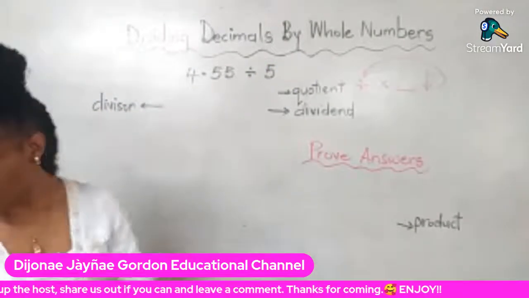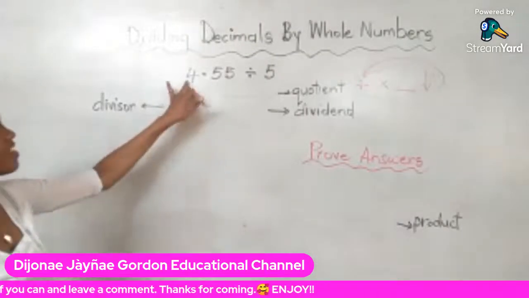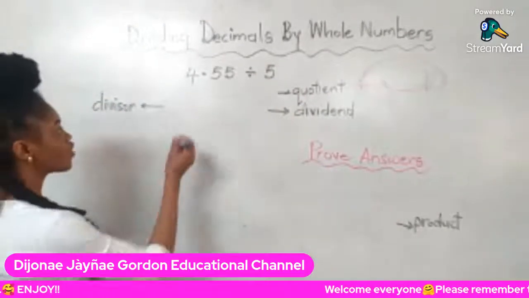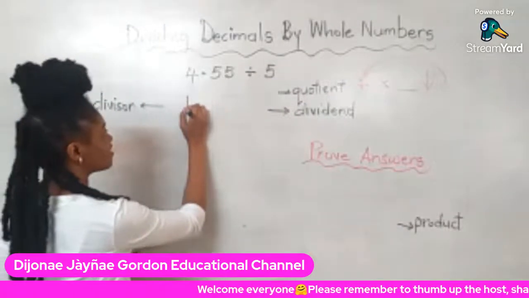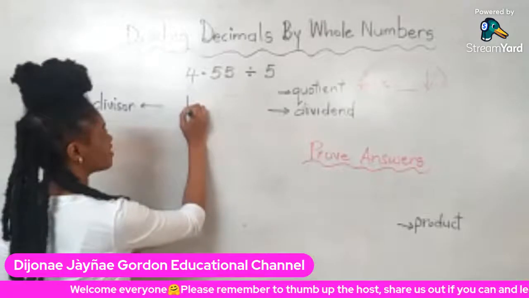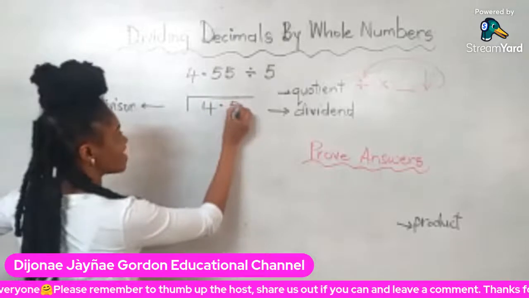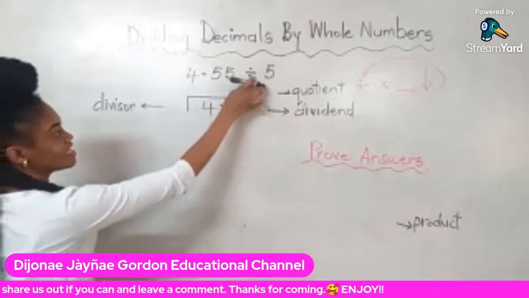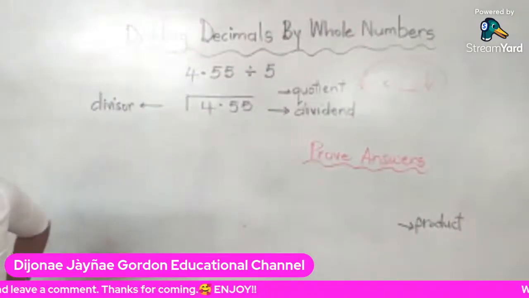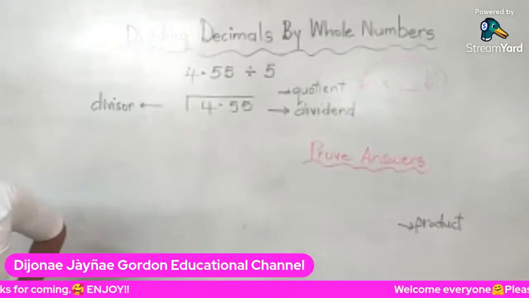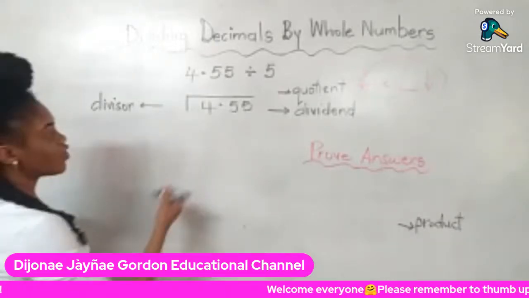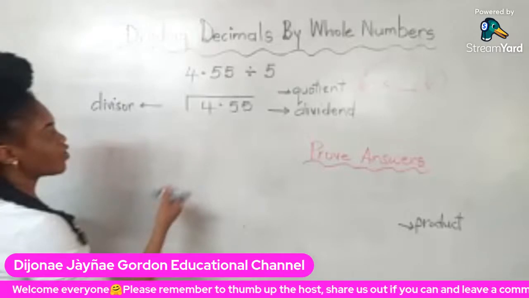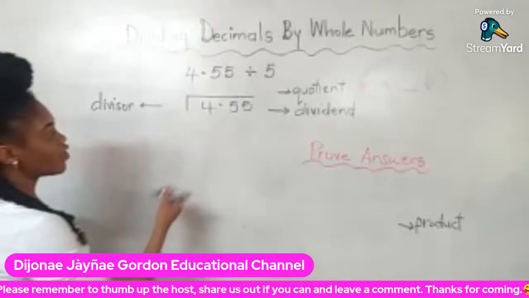This is the problem that we're going to be working. The problem is 4.55 divided by 5. Of course, we are going to set out the problem. That's the first thing we have to do. 4.55 is known as our dividend. And of course, we don't know what the quotient is, and that is what we're going to work out now. And our divisor is 5. So let's go ahead and work the problem together.